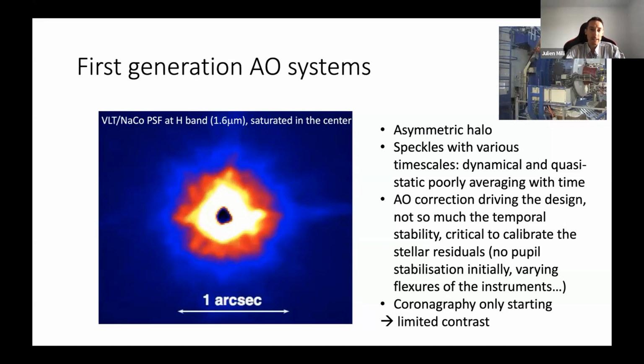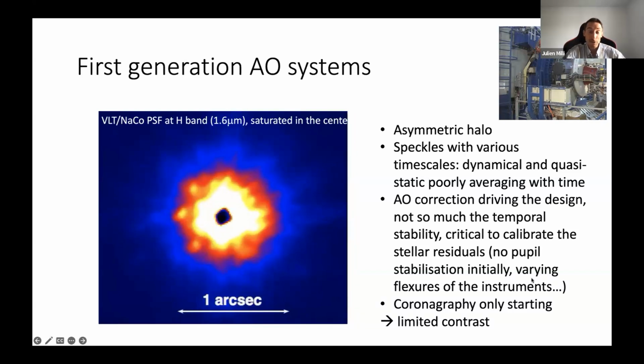And the reason for that is that the adaptive optics correction was really driving the design of the instrument at the time, and not so much the stability. We were not so much interested in contrast, but much more in having a good adaptive optics correction of the turbulence. For instance, the pupil stabilization, which is really key to reach a high contrast, was not installed at the start. It came later on NACO, and there were various flexures of the instrument giving rise to a lot of instability on the PSF. Coronagraphy was also just starting at the time, and this image here is saturated in the center. The black dot that you see at the center is actually not a coronagraph, it's just the saturated pixels. So the contrast was limited.